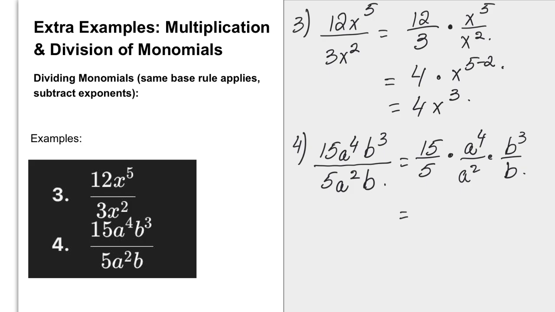15 divided by 5 equals 3. Then we're going to go ahead and subtract the exponents. Remember, there's a 1 in here, and that will equal 3a to the second power, and then b to the second power.